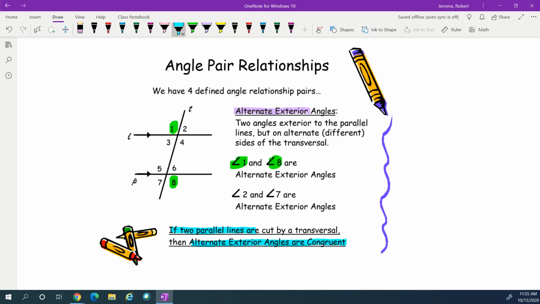Very strict. The name comes from where they are. Different sides of the transversal outside the parallel line. The relationship congruent comes from having parallel lines. So if the lines are parallel, then the alternate exterior angles are congruent.